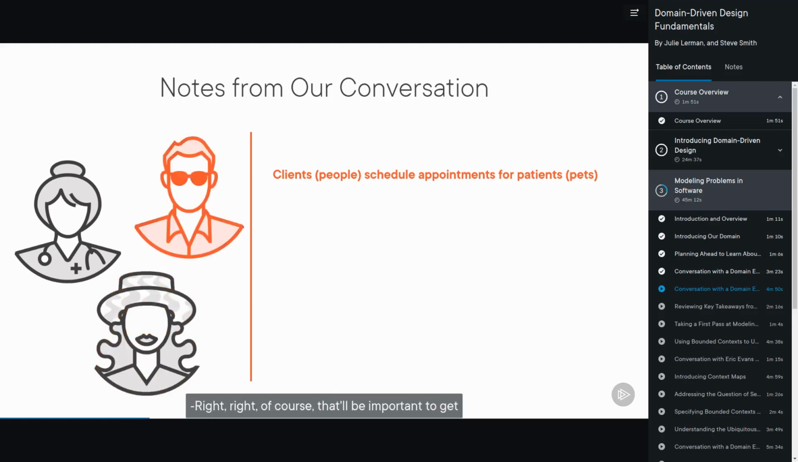Right, of course. That'll be important to get right. Remember we talked about that. Yeah. Sorry. So the client needs to make an appointment for their pet. They'll talk to a staff member who will schedule the appointment. What kind of information do they need in order to do that?